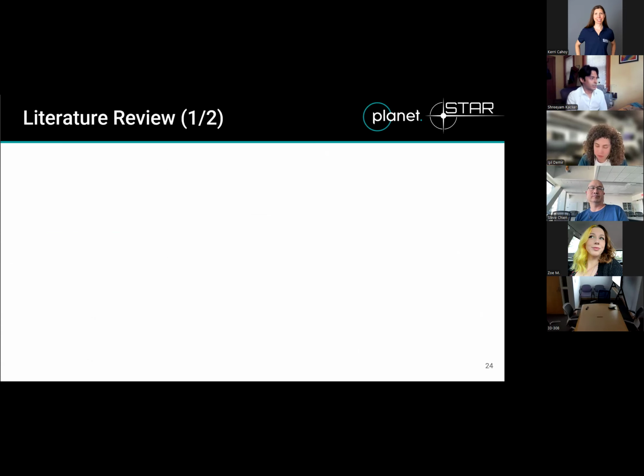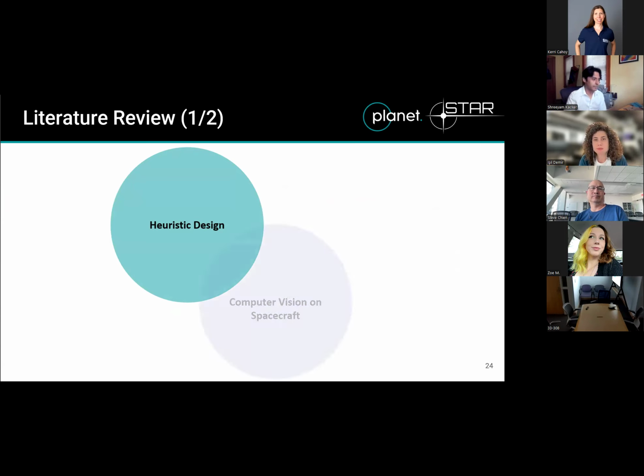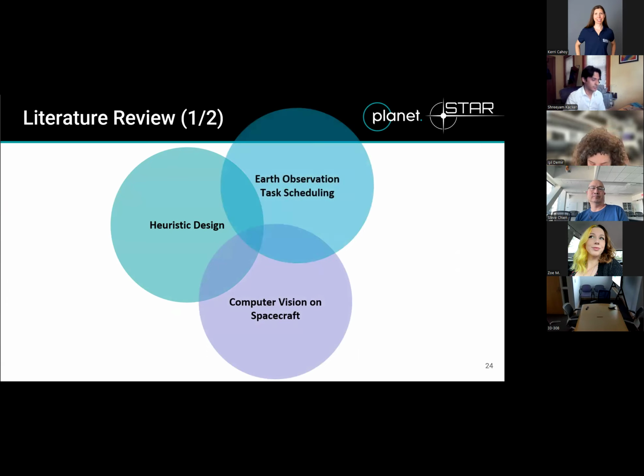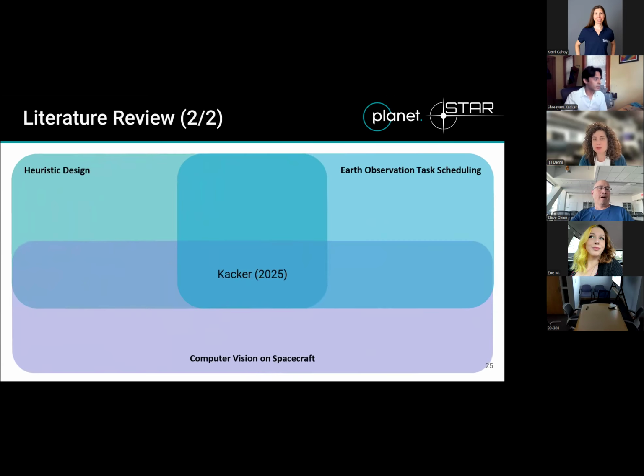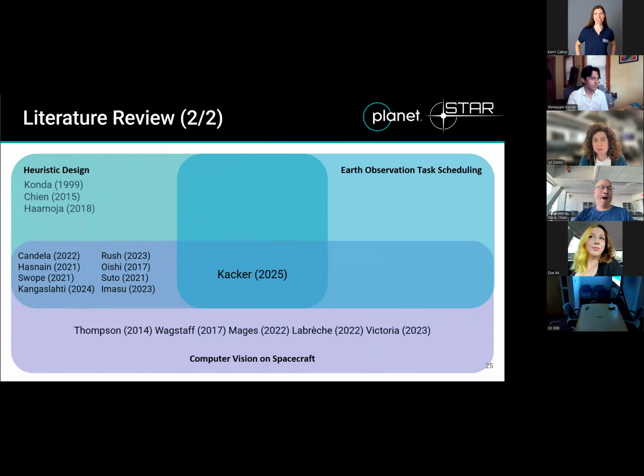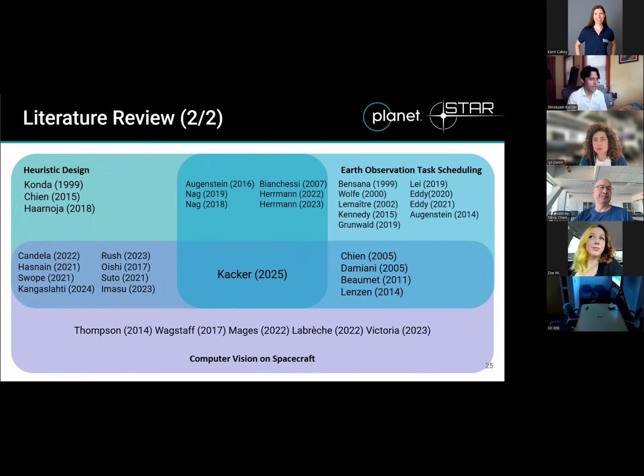So now going into the literature review. I consider dynamic tasking a fusion of heuristic design, and specifically I mean the ability to estimate the resources and costs of performing a look ahead, computer vision on spacecraft, naturally being able to figure out what you're looking at, and Earth observation task scheduling, where I lie in the center of all of these. A whole bunch of different papers on this have been proposed, and I will point out the specific clusters related to the missions that I just presented on.